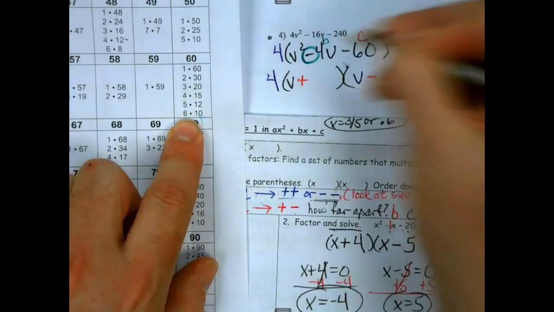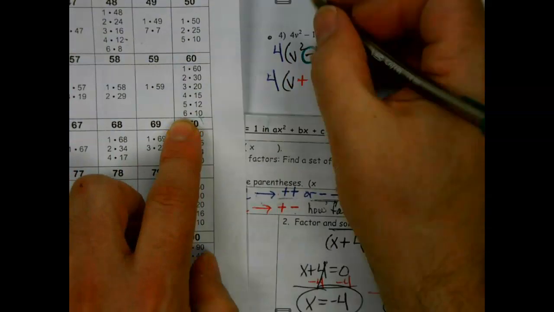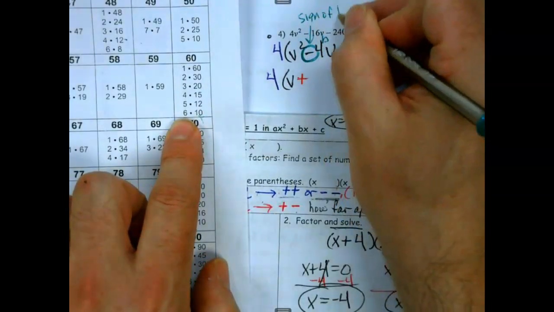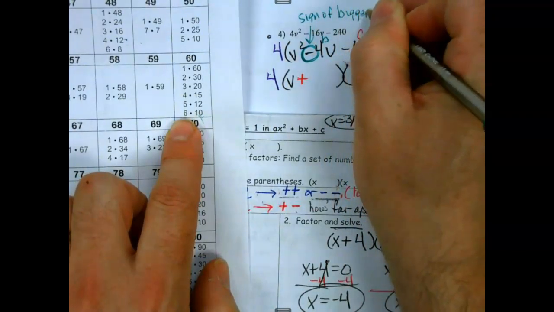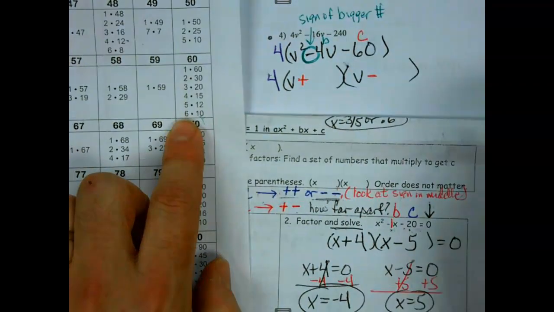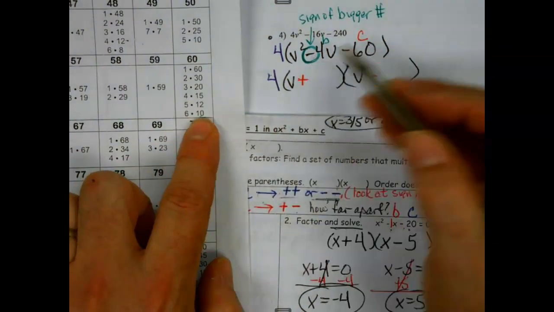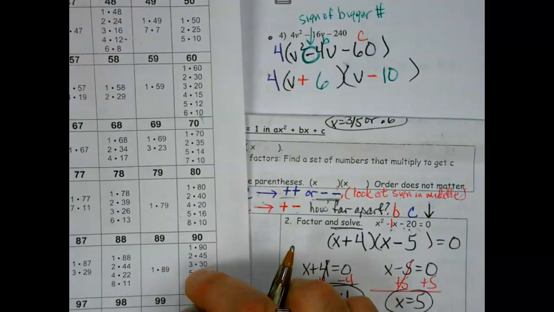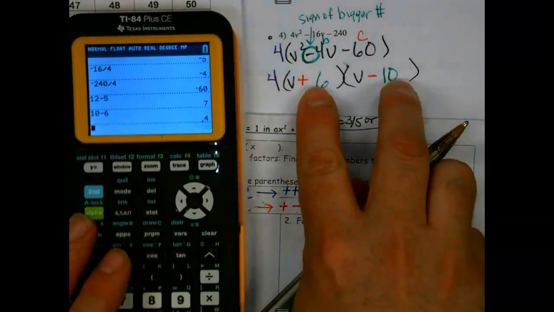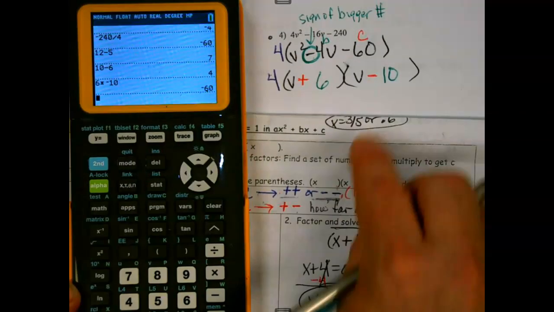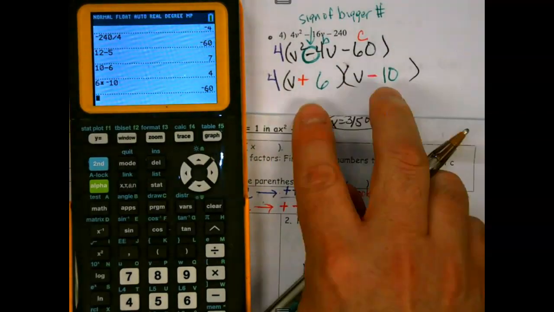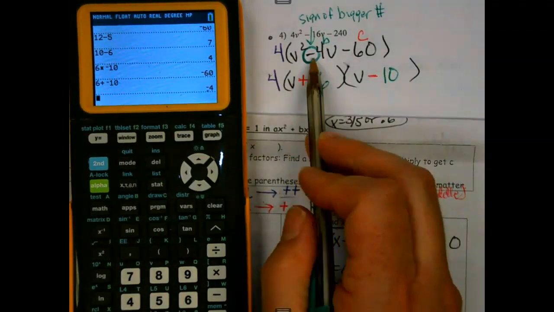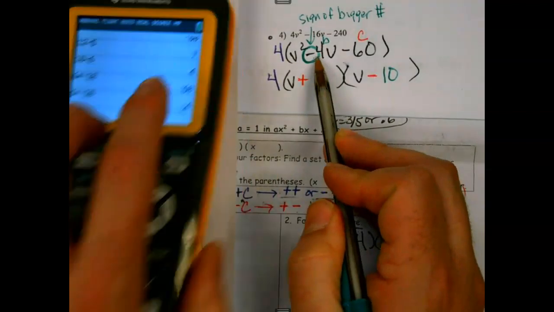This, when it's one of each sign, this is the sign of the bigger number every time. So in this case, the bigger number is going to be the negative. Let's test it out. Let's make sure. If I multiply these, 6 times negative 10, okay, there's my negative 60. If I add them, 6 plus negative 10, I get negative 4, the number in the middle. That's it.